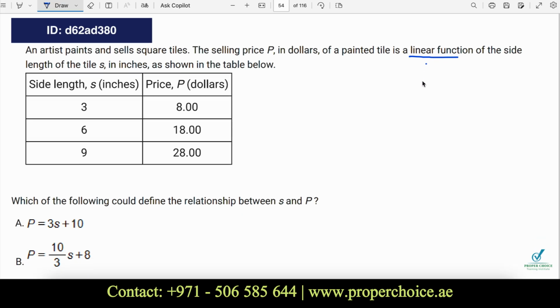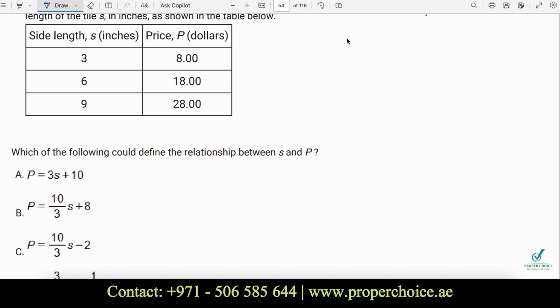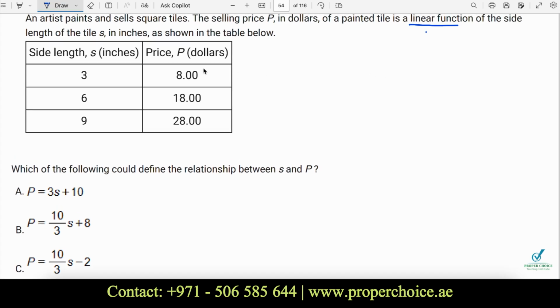Whenever you get this kind of situation, create that into a form y equals mx plus b. In our case, in the place of y we have P, in the place of x we have S. So we should be having it like P equals ms plus b, where m is the slope and b is the y-intercept or the initial value. So how do we find the slope?